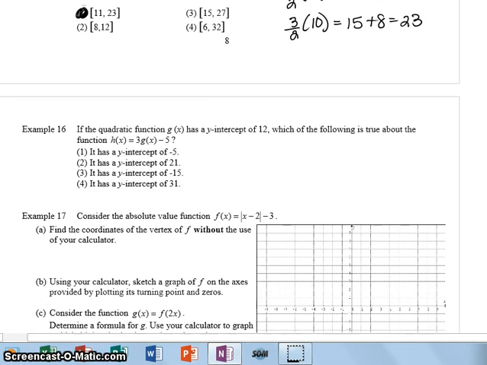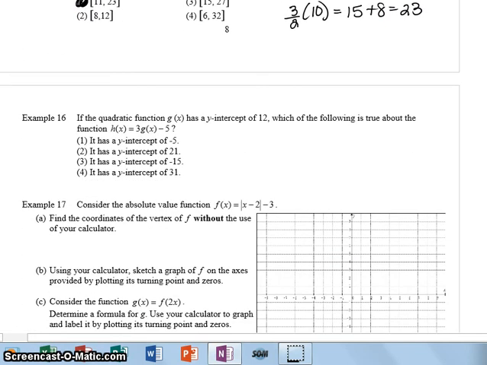All right, last example here. If the quadratic function g of x has a y-intercept of 12, which of the following is true about the function h of x equals 3 g of x minus 5? Now remember, you're doing 3 times the y, okay? So 3 times my y-intercept, which is 12, so 3 times 12, but I still have to minus 5. Okay, so I get 36 minus 5, which is 31. So the new graph is going to have a y-intercept of 31, which is 4.